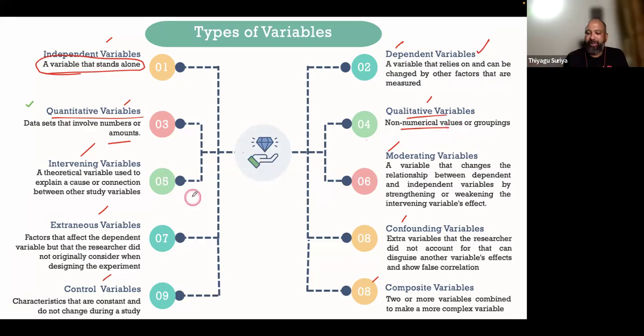As the best example, male and female is a categorical, qualitative variable. Male is qualitative, female is qualitative. We cannot give any kind of magnitude measurement in this.